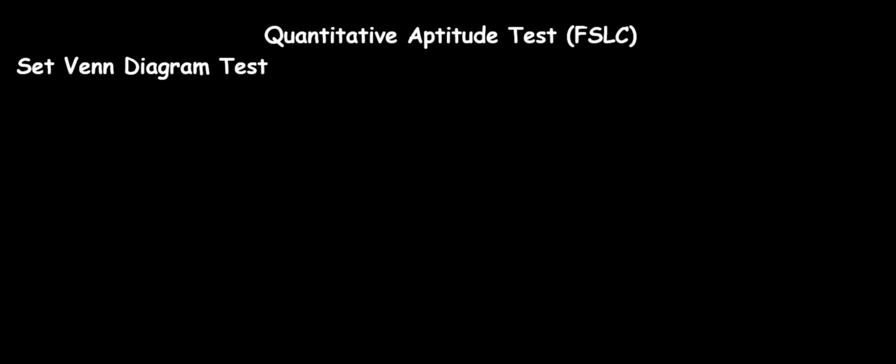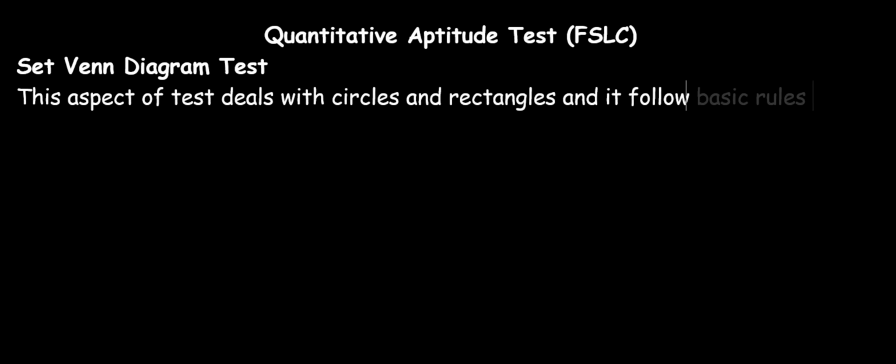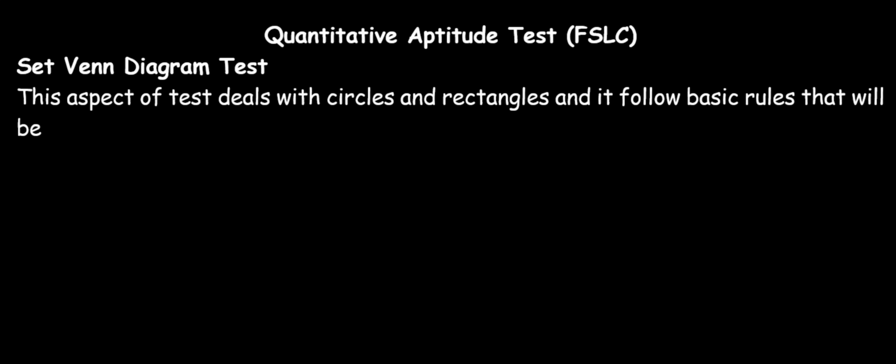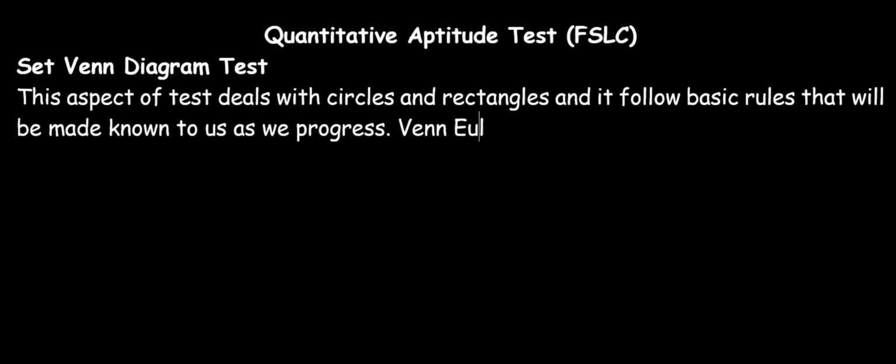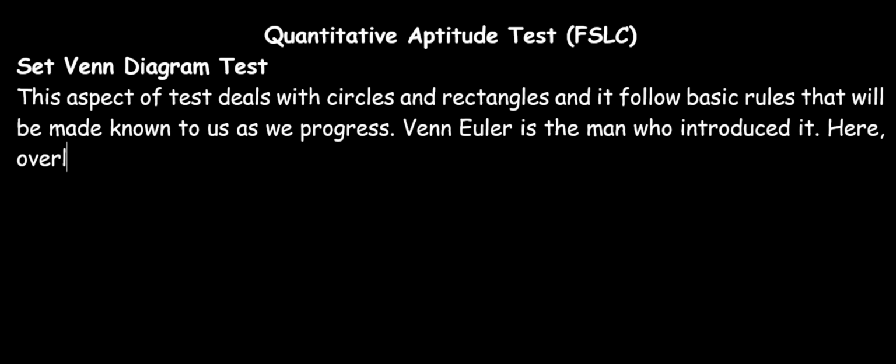This is the primary school aspect of it, which falls under the heading quantitative aptitude test, set Venn diagram test. This aspect of the test deals with circles and rectangles, and it follows the basic rules that will be made known as we progress. Venn Euler is the man who introduced it.